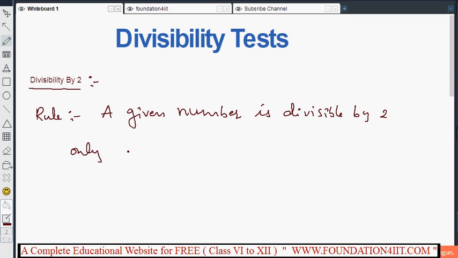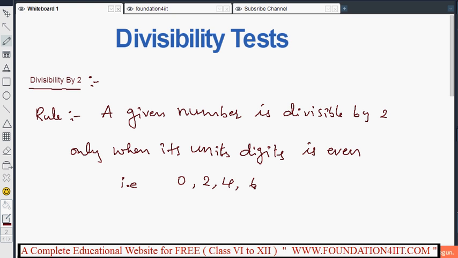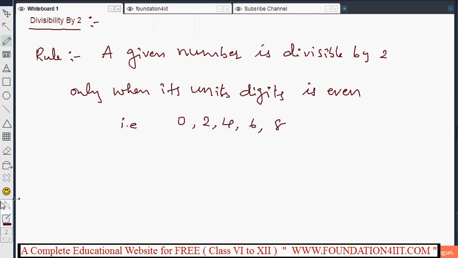only when its units digit is even. So when the units place value is an even number, then that number is divisible by 2. The even digits are 0, 2, 4, 6, 8. So if any one of them is in the units place, then that number is divisible by 2.